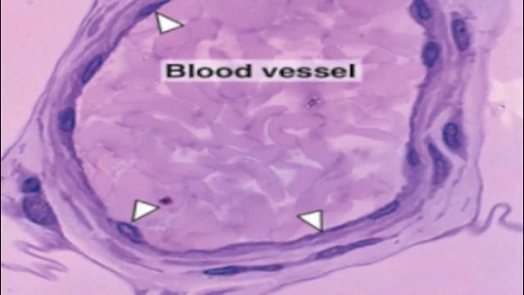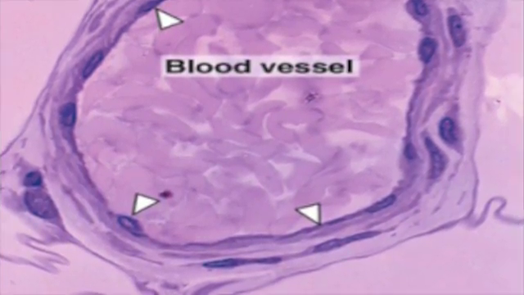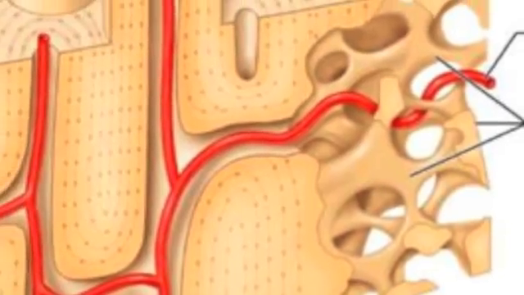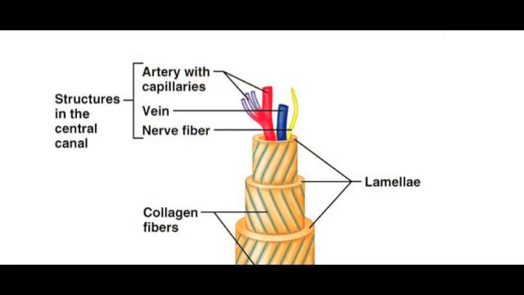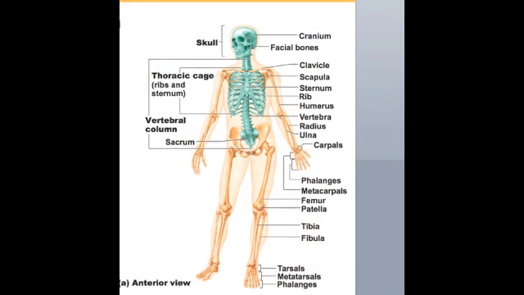Bones are organs that also contain epithelial tissue in the lining of the veins, arteries, and capillaries because they're well vascularized. Bones also contain nervous tissue and nerves. The axial skeleton. There are 80 bones in the axial skeleton that consists of the skull, vertebral column, and bony thorax.